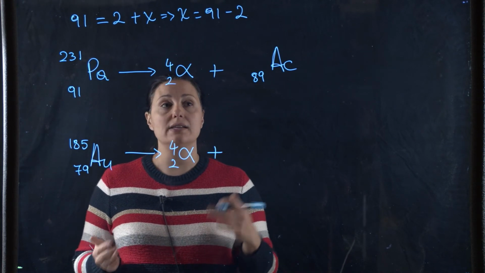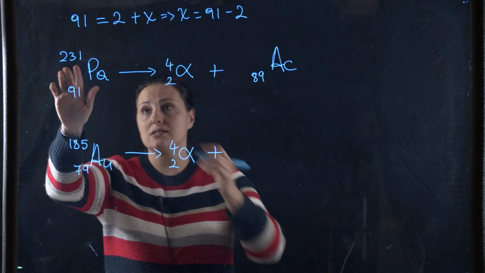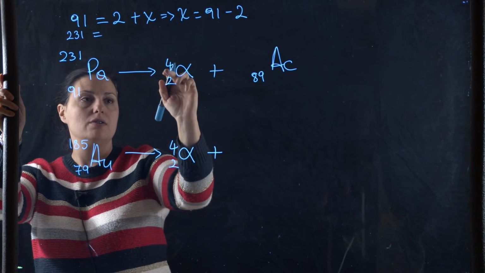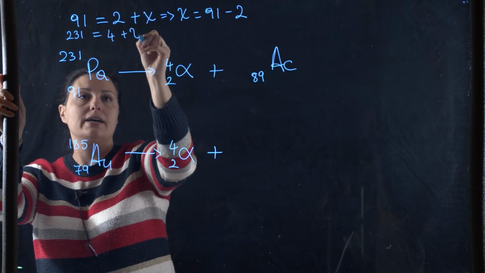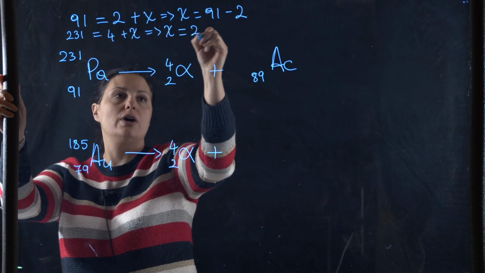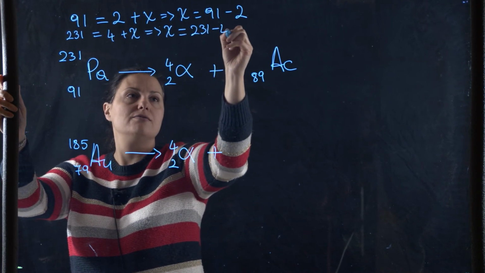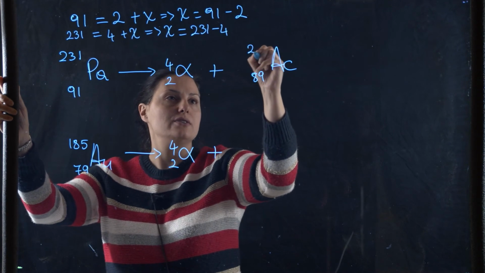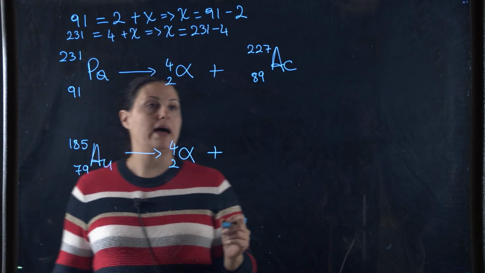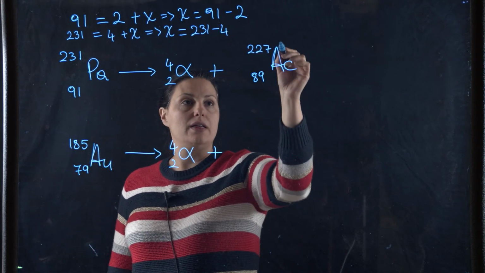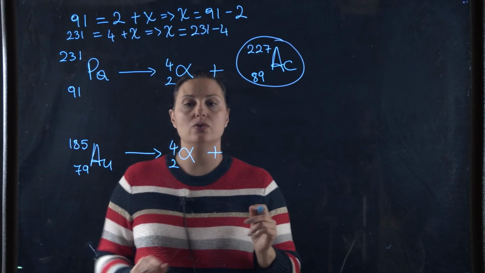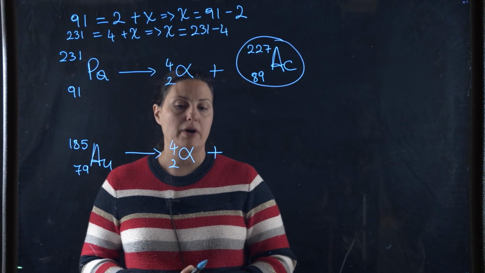Now let's take a look at its mass number. Once again, the top number, which is 231, has to equal 4 plus x, which means x is equal to 231 minus 4, 227. Okay, so that is my mystery element that protactinium decays into by emitting an alpha particle.